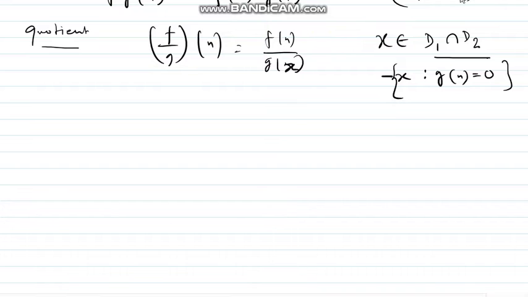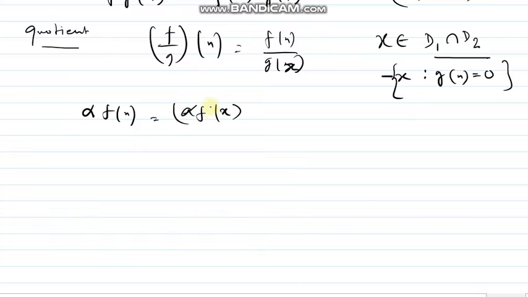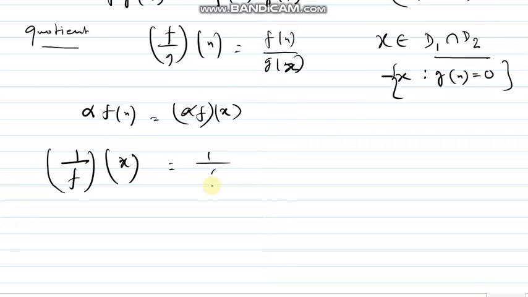So the next case is multiplication of a function by a scalar. So alpha f of x will be equal to alpha times f(x). Simple thing. And one more thing, the reciprocal function: 1 by f of x will be equal to 1 divided by f(x). Now we will discuss all this with one example.